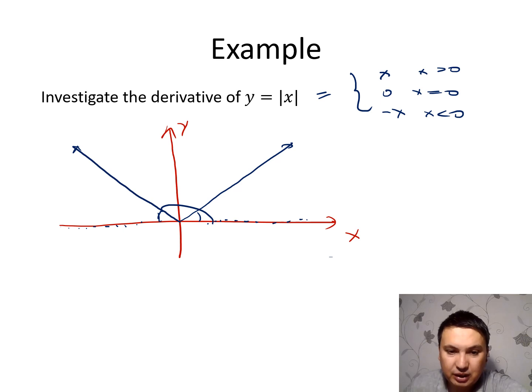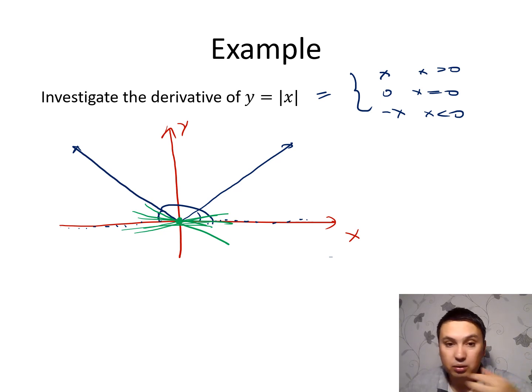Think like this. Can you sketch a tangent line to the graph at the origin here? Can you find a tangent line? Well, you see there are lots of options. This can be a tangent line, this can be a tangent line, that can be a tangent line. There are infinitely many tangent lines. It means the slope is not well defined. It's not defined at all. So the slope doesn't exist. So this is a corner.